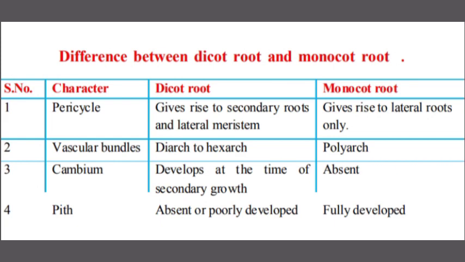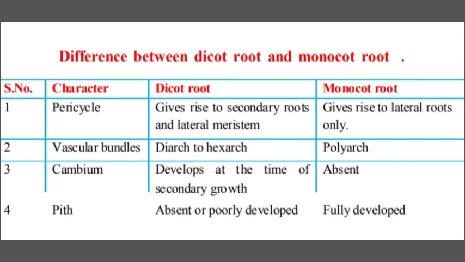Here we have to see the differences between dicot root and monocot root. Most of the features are similar in dicot root and monocot root. First one, pericycle. In dicotyledonous root, pericycle helps in the formation of lateral roots and also helps in the formation of lateral meristem, which helps in secondary growth of root. But in case of monocot root, pericycle only helps in the formation of lateral roots. There is no secondary growth in monocotyledonous plants.